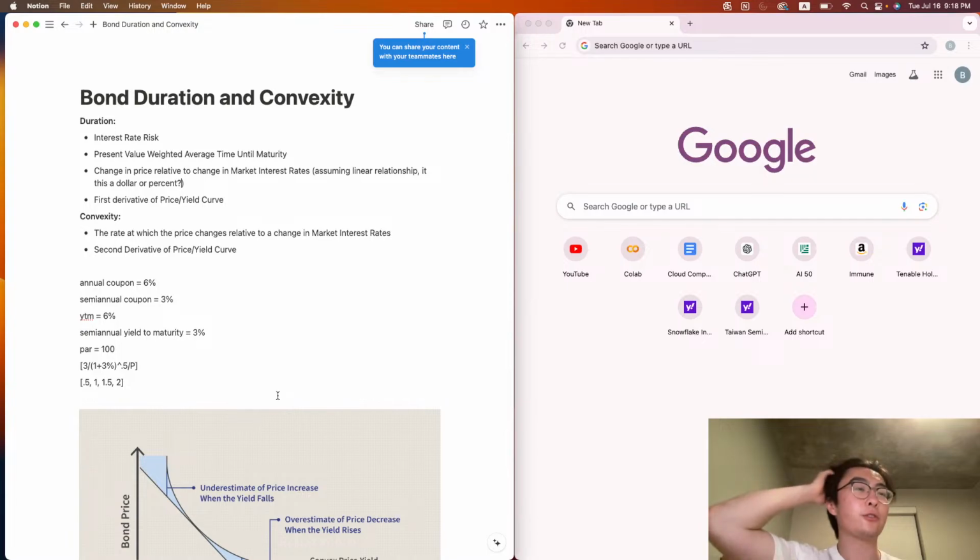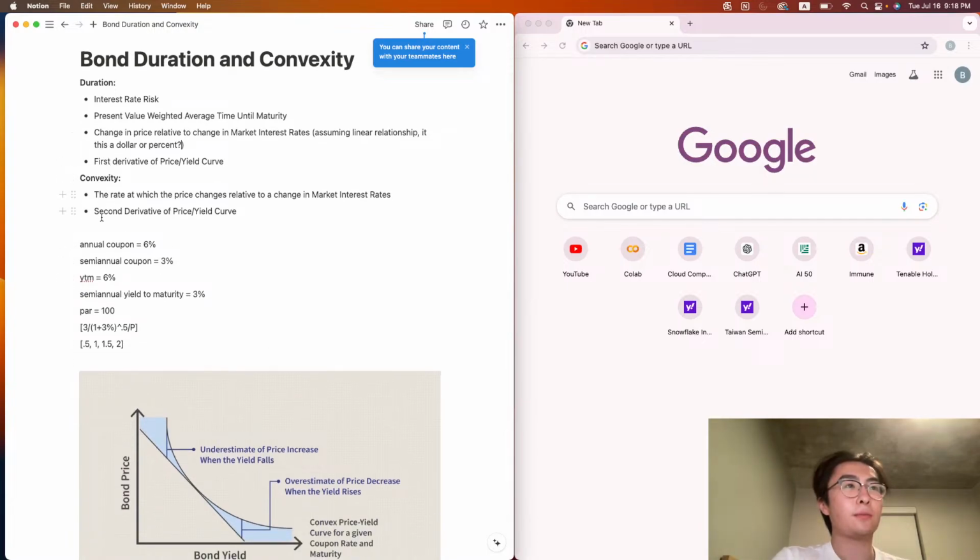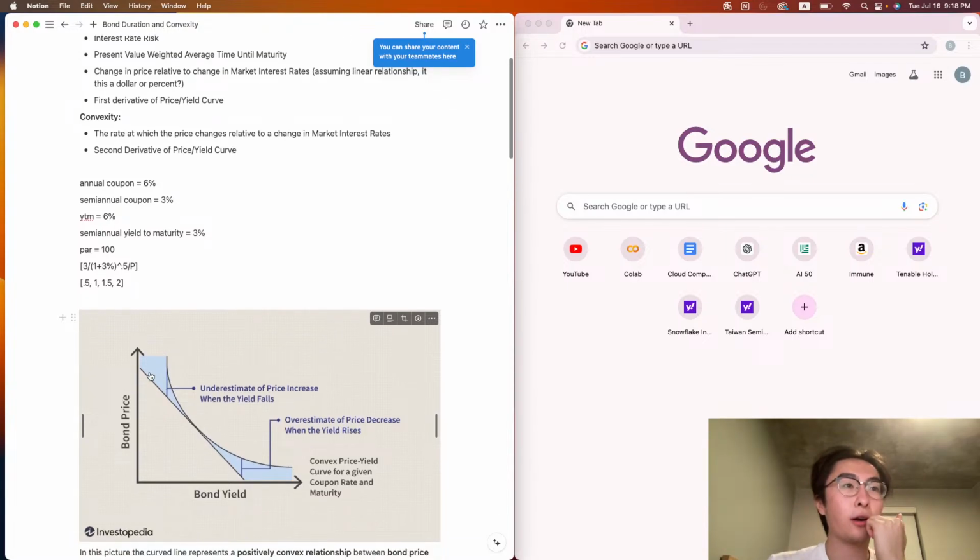So I think this then goes into the idea of convexity. This is the thing that makes the most sense to me: the rate at which the price changes relative to a change in market interest rates. And that's exactly the idea of what we just described. This has more convexity because as bond yields fall, you're getting a higher acceleration in your price. I'm trying to remember back to high school physics.